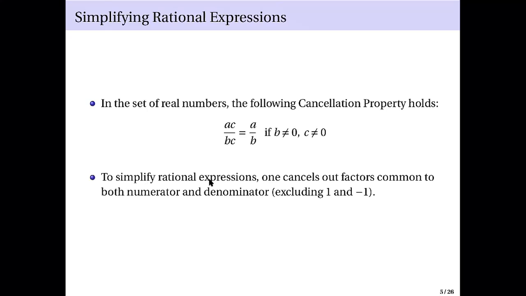Now, to simplify rational expressions, one cancels out factors common to both numerator and denominator. Just like this, we cancel the c because it's a common factor in both numerator and denominator. Of course, here, excluding 1 and -1, since we will be dealing with expressions with one variable. Okay? So we exclude this 1 and -1. Okay?